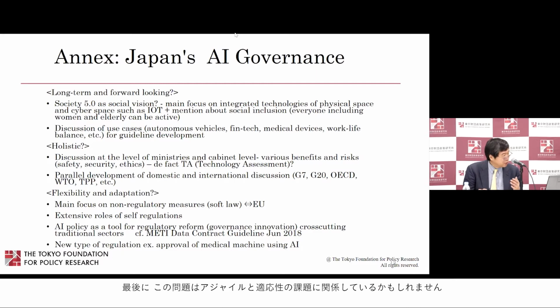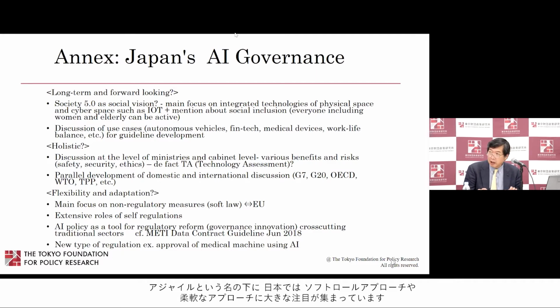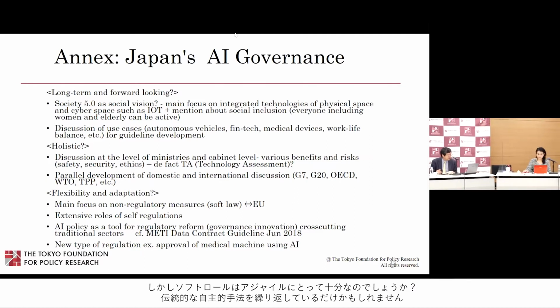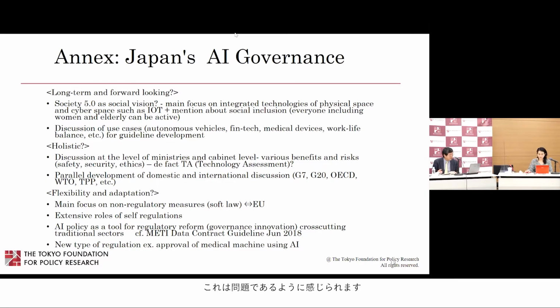And finally, the issue might be relating to the agile and responsive issue. In the name of agile, in the Japanese context, there is much emphasis on the soft law approach or the flexible approach. But is soft law enough for agility? It's just the repetition of the traditional way of soft control, and that seems to be an issue. In some cases, some modification of the hard law might be needed, and that issue will be dealt with by Kurokawa-san in the final presentation. That's also relating to the regulatory reform of regenerative medicine mentioned by Professor Oye. So the balance between soft law and hard law is a very classical issue, but it might also be important.